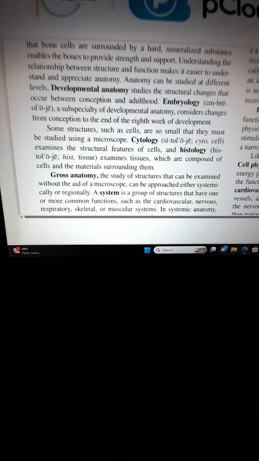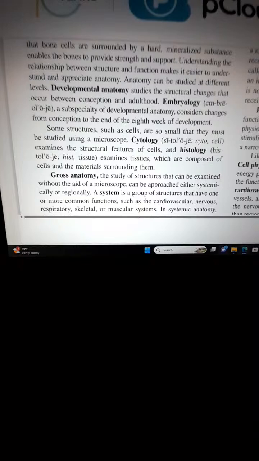Developmental anatomy studies the structural changes that occur between conception and adulthood. Embryology is a subspecialty of developmental anatomy. Consider changes from conception to the end of the 8th week of development. Some structures, such as cells, are so small that they must be studied using a microscope. Cytology examines the structural features of cells, and histology examines tissues.